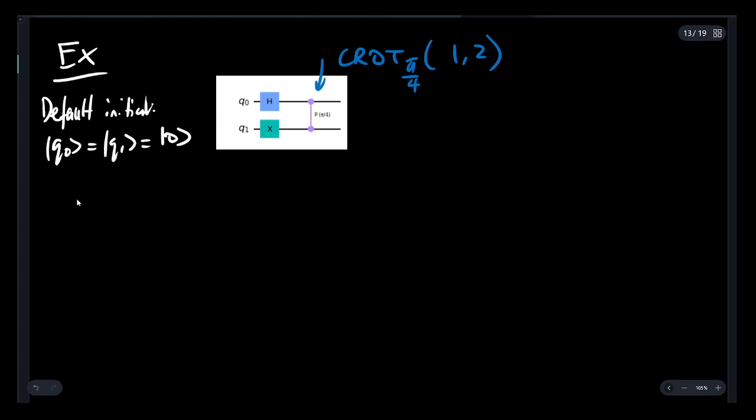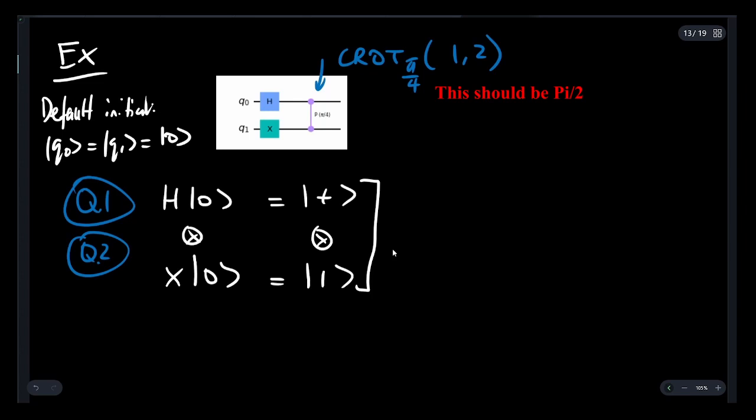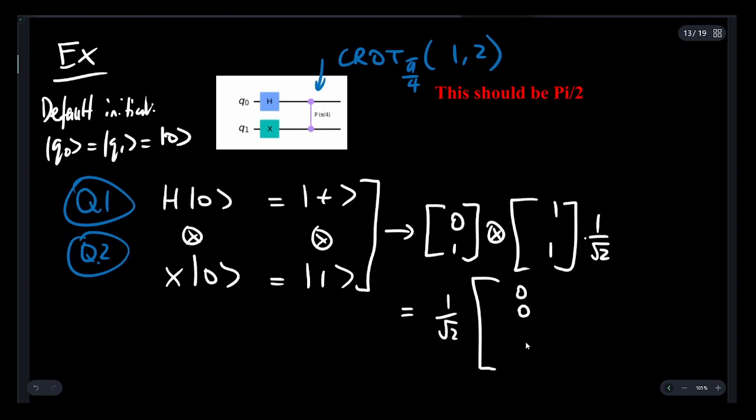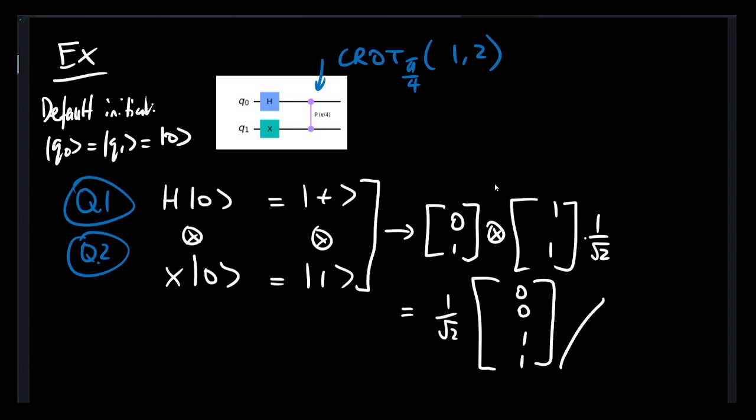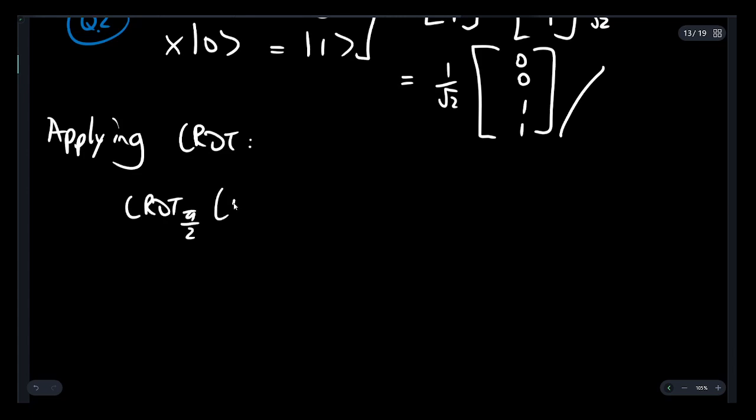So our circuit contains a Hadamard, an X, and a controlled phase rotation gate. Let's start by writing down the first layer of operations, the Hadamard and the X on each qubit separately. The Hadamard turns the first qubit into a plus state, and the X gate turns the second qubit into the 1 state. So at the end of these two operations, we end up with this state vector, where we have combined the two individual states by applying the tensor product. This is the current quantum state after the first layer of operation.